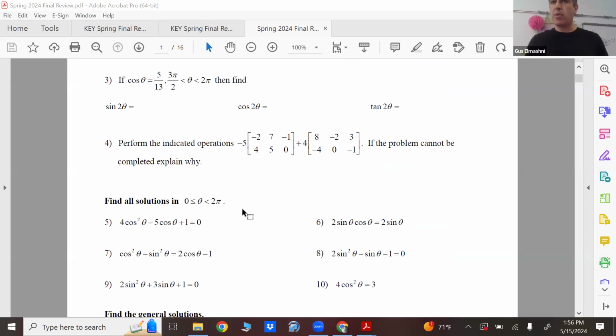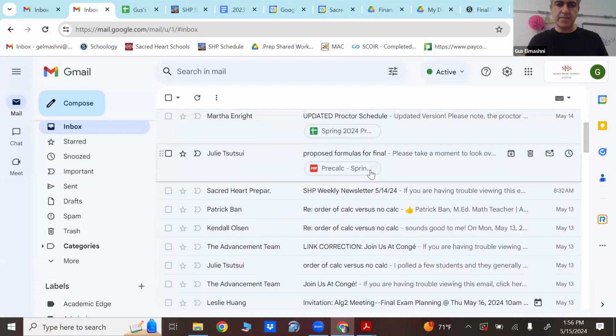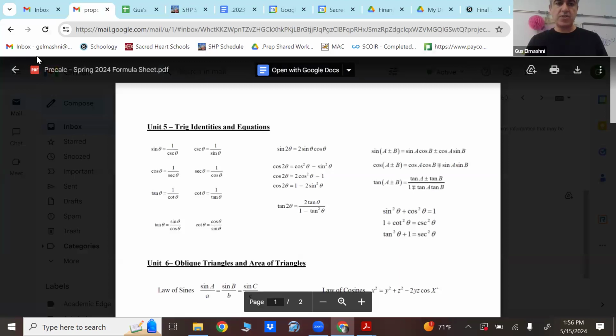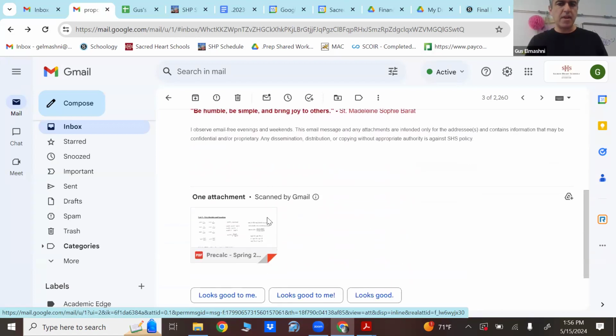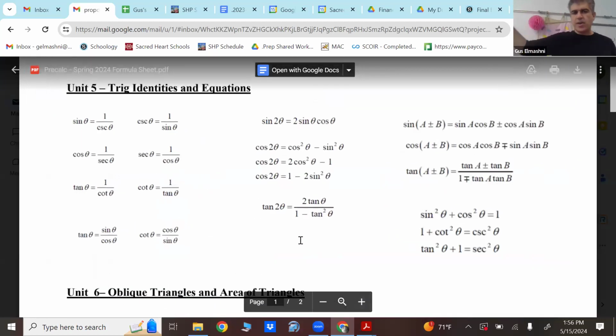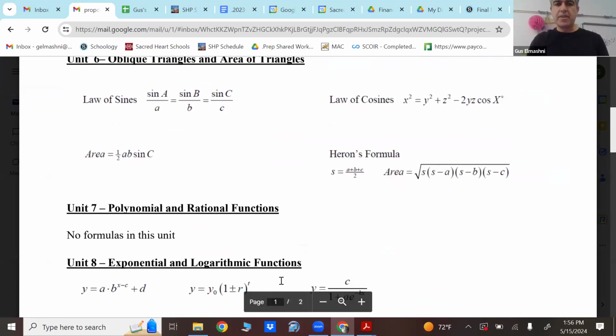Now, someone asked about the formula sheet. Let me show it to you guys. Here it is. I'll put it in Schoology as well. Everyone gets this. So you guys should know the basic trig identities, sine, cosine, whatever, right? And the double angles right there, sum and difference formulas, Pythagorean trig identities, law of sines, law of cosines, area of a triangle.